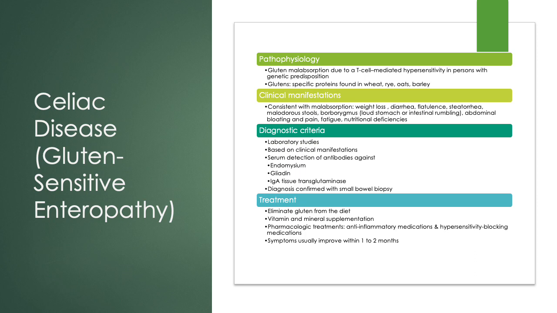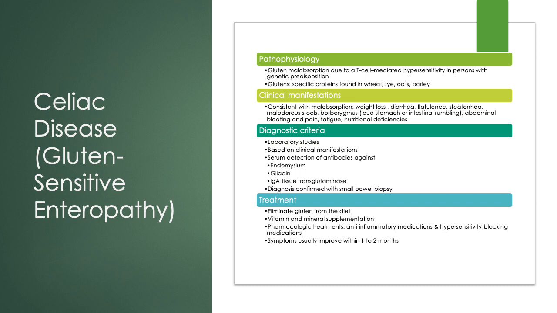You have diagnostic criteria, which would be your laboratory tests on those vitamins, minerals, electrolytes. It is based on your clinical manifestations, and they will also test you for antibodies against gliadin, endomysium, or IgA. And the reason why is because these are most prominent with your rye products or wheat products. Your diagnosis is confirmed with a small bowel biopsy.